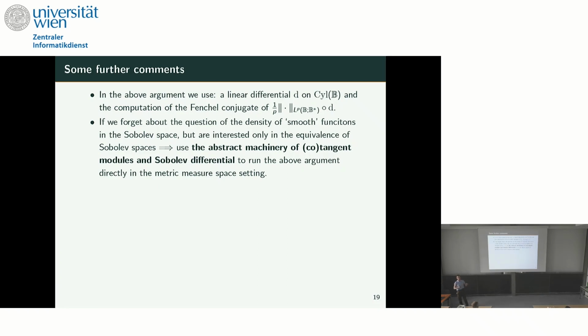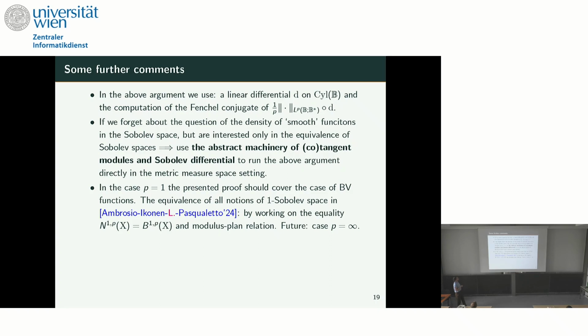So if you assume that you have this abstract machinery at your disposal, then the proof of the equivalence of the spaces becomes really half a page. In the case p equal 1, as I already mentioned, this presented proof should cover the case of BV functions. But anyway, the equivalence of all the notions that I mentioned is true also for one Sobolev functions, and this is what we have shown in this recent preprint. But in this case, you have to work on the modulus plan relation, or the equivalence between these two.